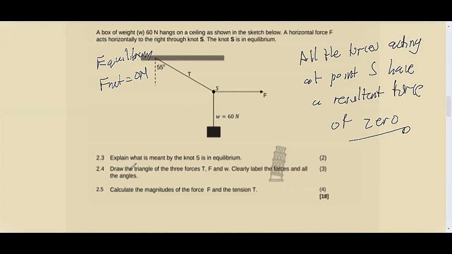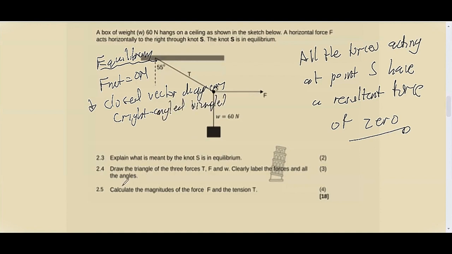Then 2.4 says, draw the triangle of the three forces T, F, and W. Clearly label the forces and all the angles, right? Now, another thing that we know about equilibrium is that we are able to draw a closed vector diagram, right? Our closed vector diagram should always be a right-angled triangle. So this is the triangle that they are asking us to draw.